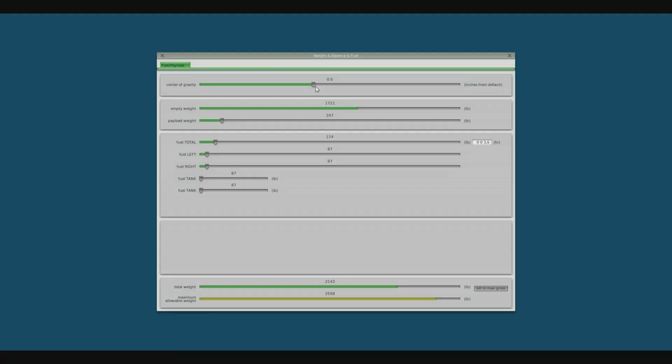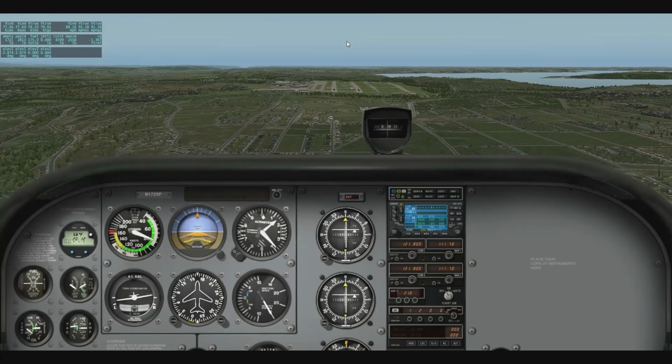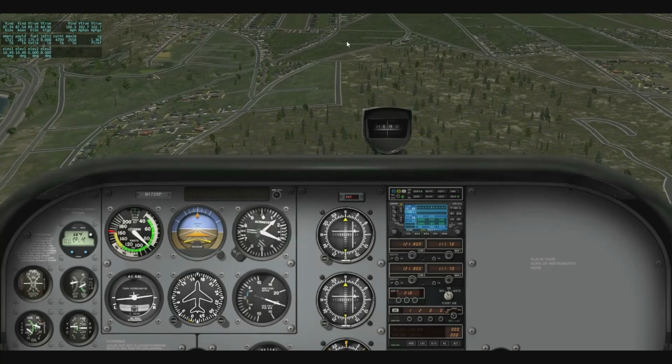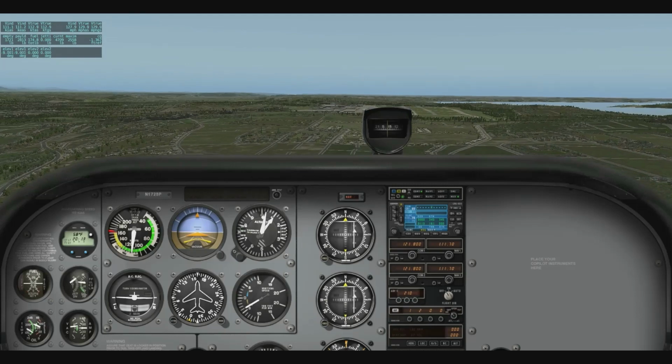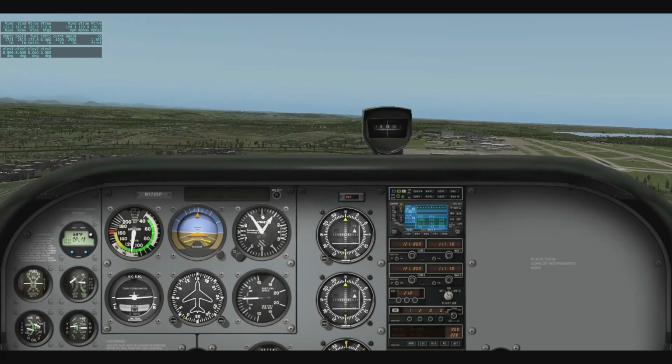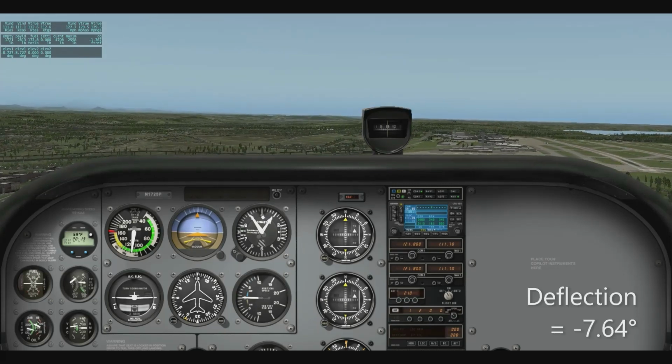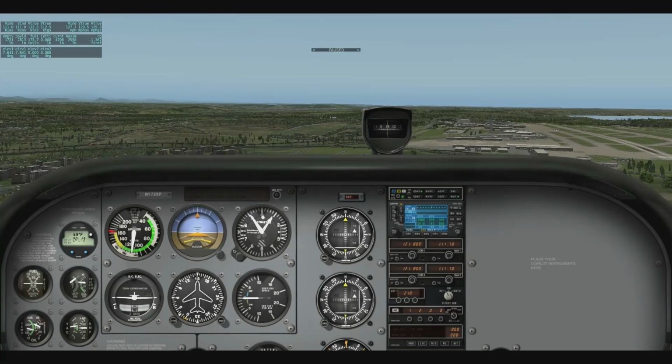I'll move the center of gravity all the way to the front and increase payload to make its effects more visible. First, let me accelerate to my reference airspeed to make the results as consistent as possible. I will use around 110 knots. The elevator deflection is minus 7.64 degrees, and after 2 more trials I got average of minus 7.9 degrees.